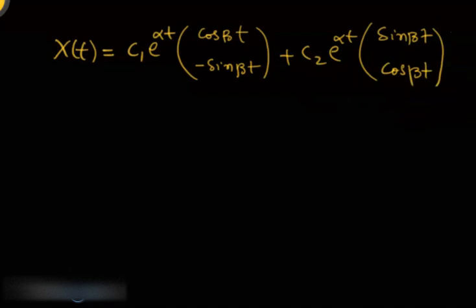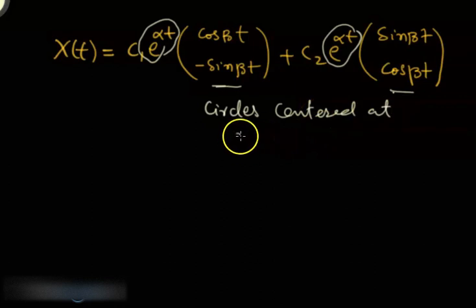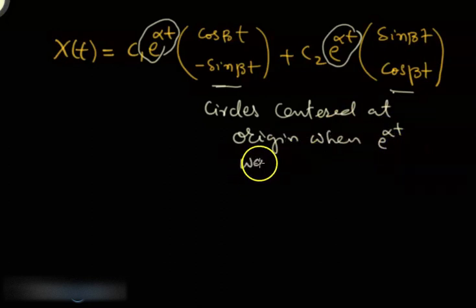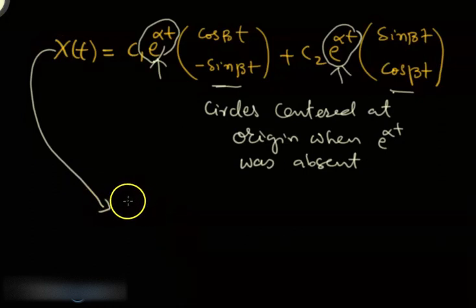Now, in the previous example where we were considering the eigenvalues as only purely imaginary, we did not have this term. We were having only this term and this vector and this vector, column vectors. And in that case, we realized that the phase portraits were circles centered at origin, when e to the alpha t was absent, like it wasn't present over here. But with the involvement of this term, this x of t, which were previously circles centered at origin, now are going to be spirals.